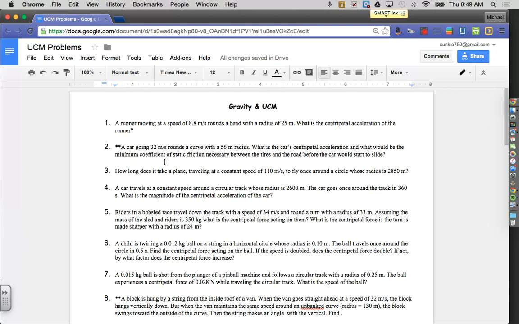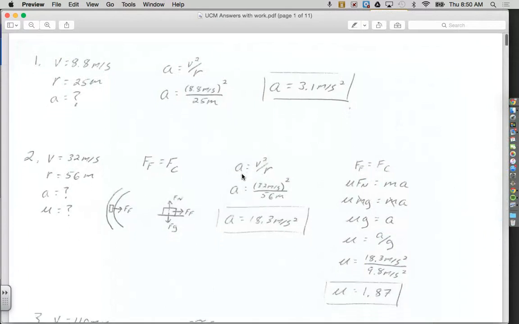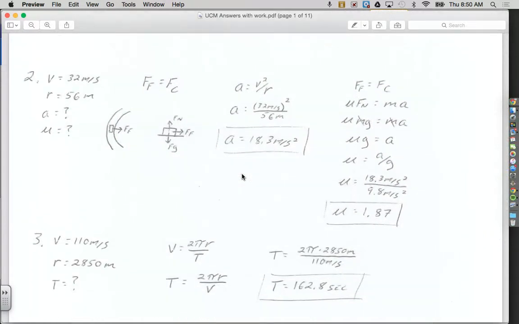Number two, a car going 32 meters per second rounds a curve with a 56 meter radius. What is the car's centripetal acceleration, and what would be the minimum coefficient of static friction necessary between the tires and the road before the car would start to slide? Especially for some of these ones with stars, you might want to draw a picture. It'll help you out a little bit.